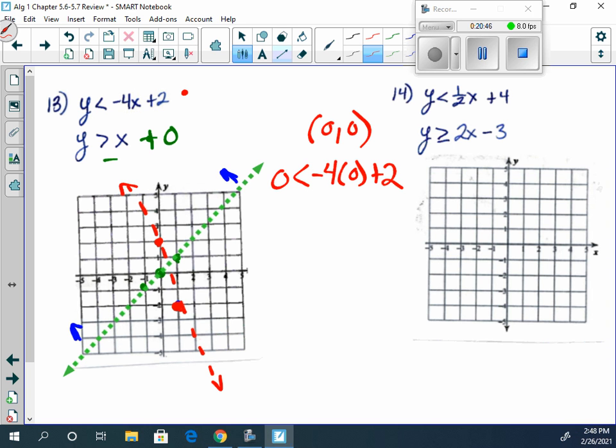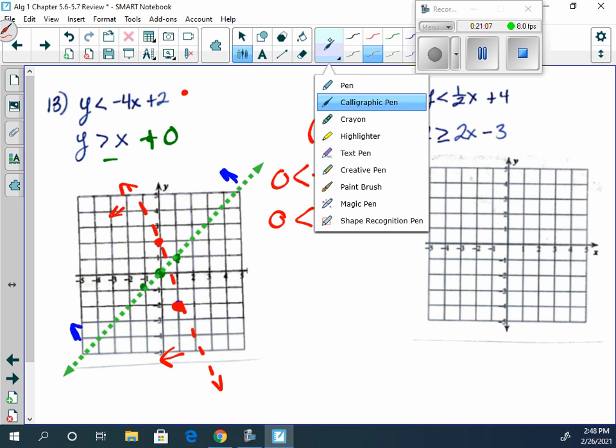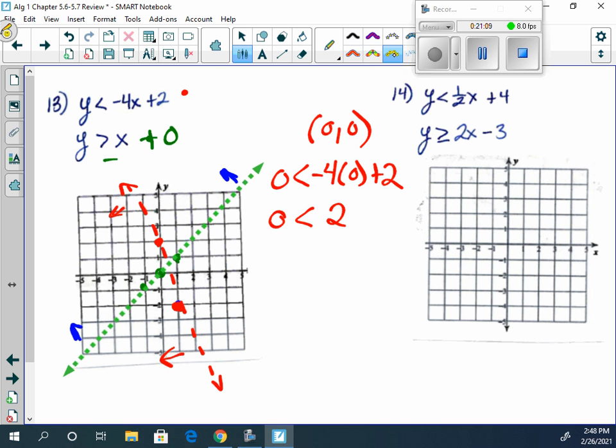All right, let's check the point. So we check the point 0, 0. It's really just going to tell us: is 0 greater than 2? Yes. No. Or less than 2, sorry. Yes? So we would shade towards the point 0, 0. So it's this area.